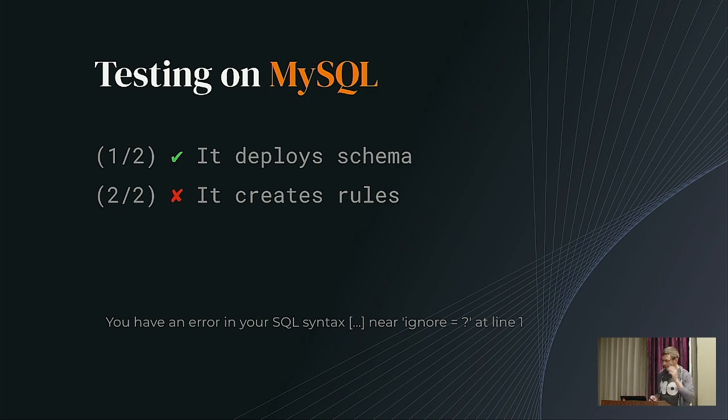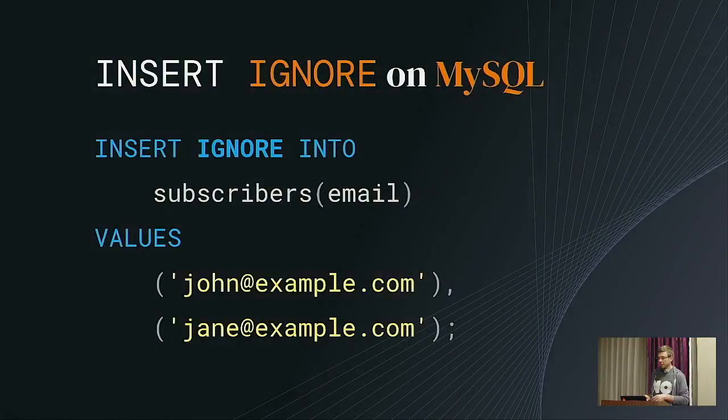So what the problem is in this case is that on MySQL, ignore is a keyword. It means that the insert operation with this keyword should ignore all the errors that are happening because of the violation of different constraints, for instance, like unique constraints. But the other question is, OK, if it's a keyword, why didn't it fail during the schema deployment? Why did it fail only during the insertion of the test data?